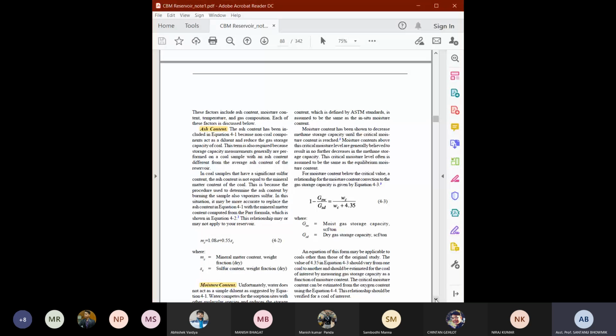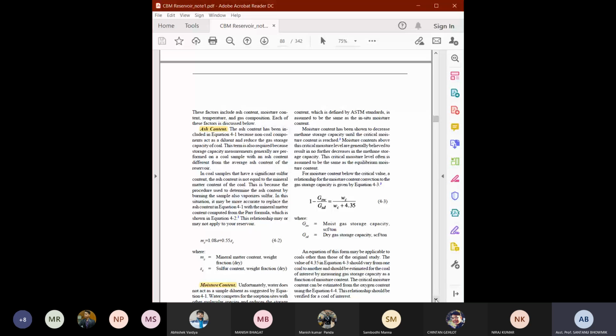So first is the ash content. Now the ash content, you know what is ash. Okay, so you know that in a coal, if the percentage of ash is increasing, then obviously that type of coal is not very mature, that type of coal is not of high grade. Okay, this thing you already know.